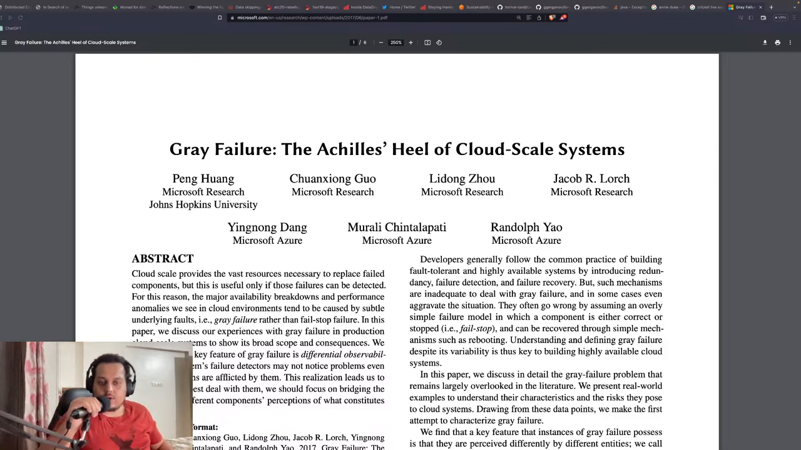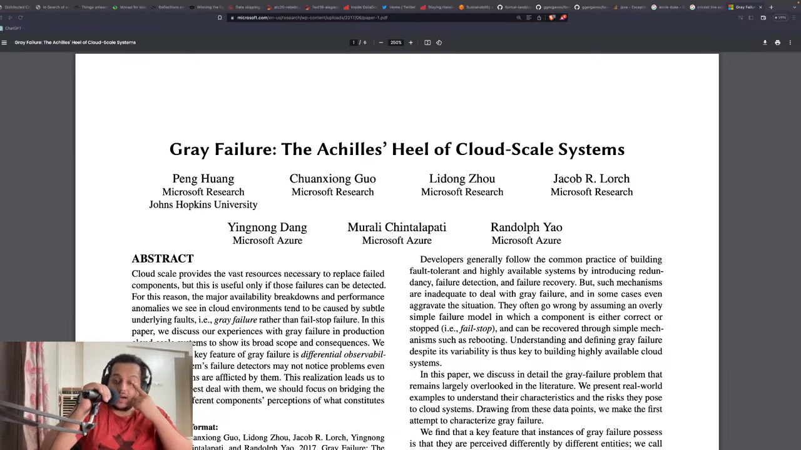Since everybody is able to hear me properly, this stream will be about understanding gray failures. Gray failures are the Achilles heel of cloud scale systems. This is a very interesting paper written by somebody quite interesting. And that person is... So this stream is about understanding gray failures, and let's begin.